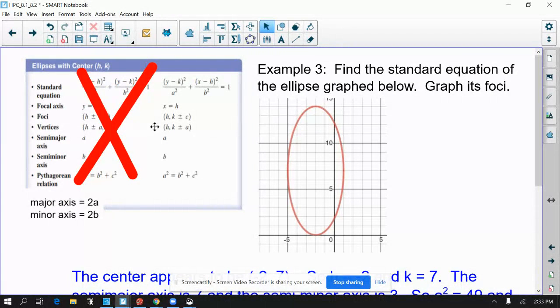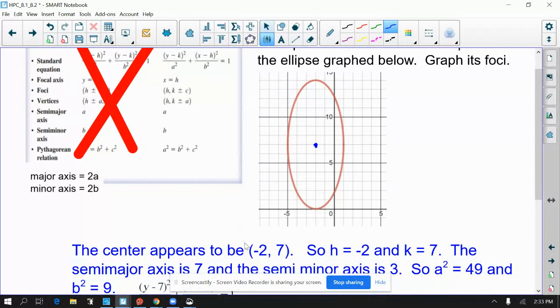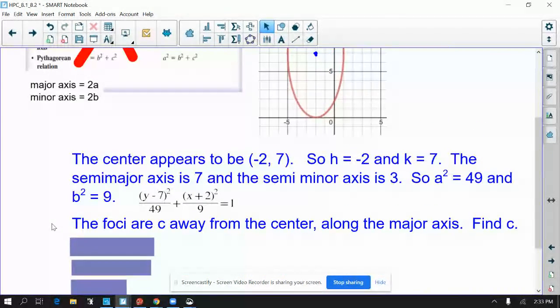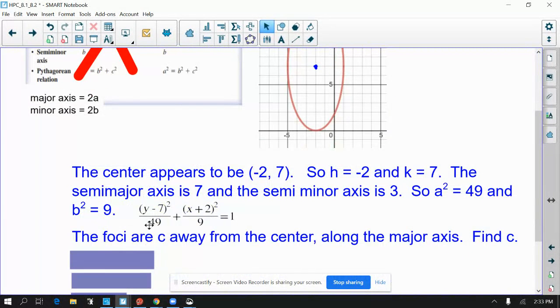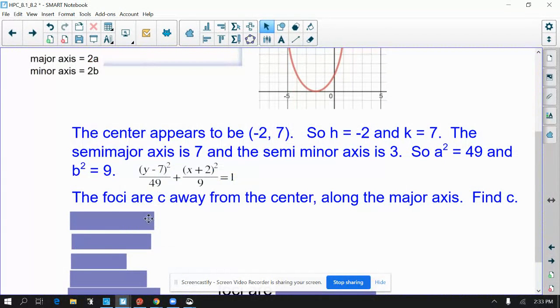The foci are always C away from the center. So here, the center again is -2, 7. So I need to go C up along the major axis and then C down the major axis. I've got to find what those are. Well, to find C, I have this Pythagorean relationship. A squared is the same as B squared plus C squared. And we know what A squared and B squared are. A squared is 49. B squared is 9.